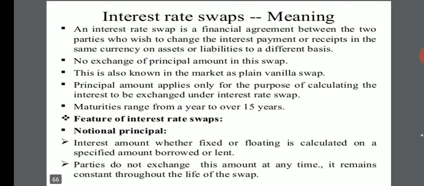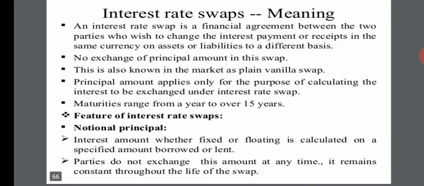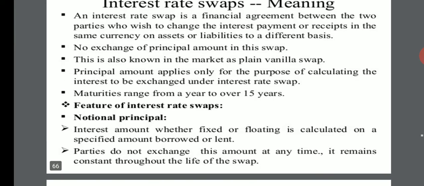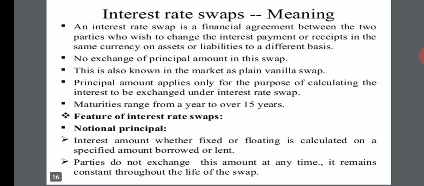Let us go to interest rate swaps now. An interest rate swap is a financial agreement between two parties who wish to exchange the interest payments on receipts in the same currency on assets and liabilities on a different basis. No exchange of principal amount is involved in this swap. This is also known in the market as a plain vanilla swap. Principal amount applies only for the purpose of calculating the interest to be exchanged under the interest rate swap. Maturities range from a year to over 15 years.